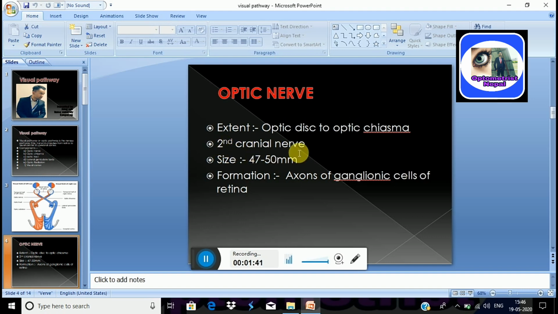There are 12 cranial nerves, and among them the optic nerve is the second one. The size of the optic nerve is 47 to 50 millimeter. The formation of the optic nerve is from axons of ganglion cells of the retina.